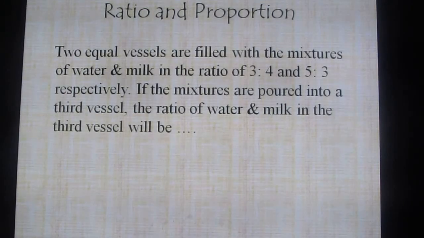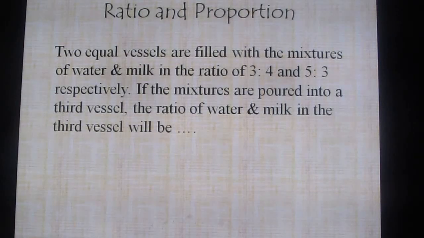Next one: two equal vessels are filled with mixtures of water and milk in the ratio 3:4 and 5:3 respectively. If the mixtures are poured into a third vessel, the ratio of water and milk in the third vessel will be? Once you observe this type of question, they are just giving two things, right? One is water and milk. In the first case it is 3:4, in the second case it is 5:3.